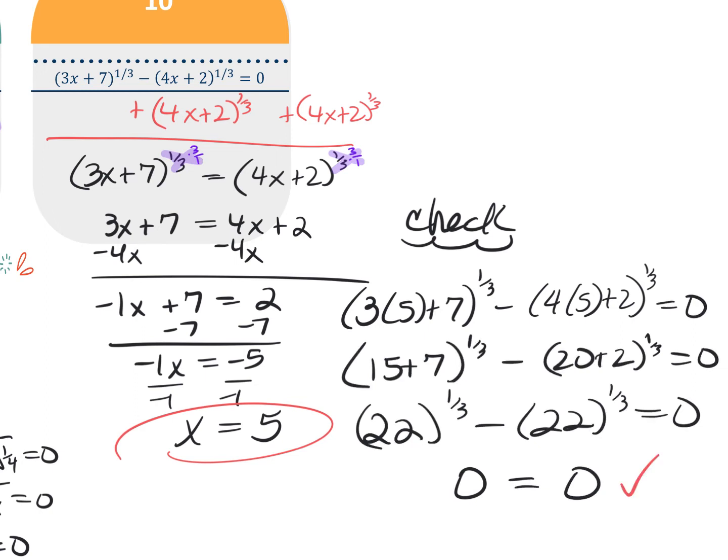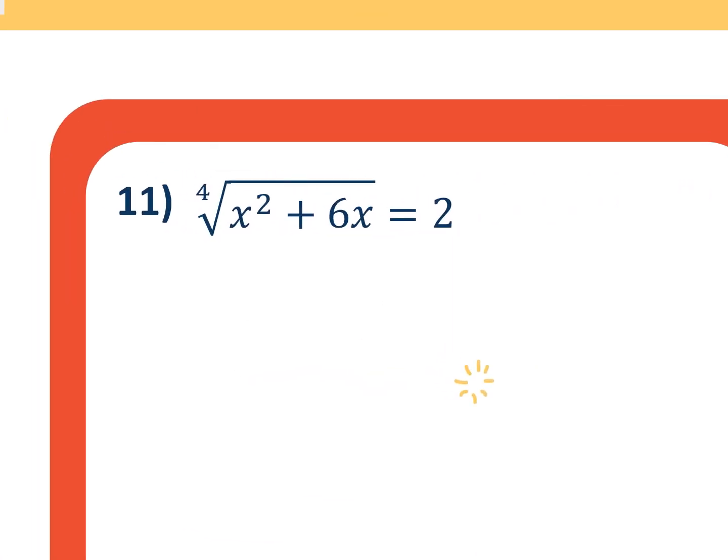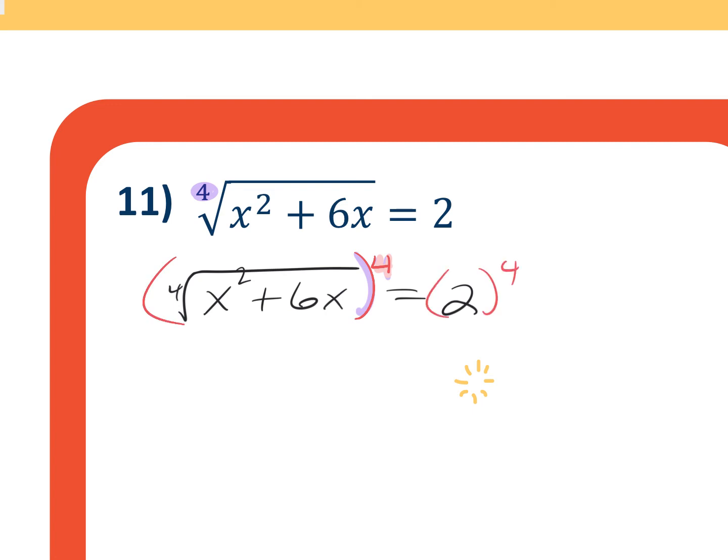It checks. So for number 11, notice the index here, this little number, is 4. So in order to solve this one, I need to raise both sides to the 4th power instead of squaring it. So you raise both sides to the power equal to the index. So let me just rewrite it here. And this is the 4th root. So I'm going to raise both sides to the 4th power. So once I raise this side to the 4th power, it cancels the root.